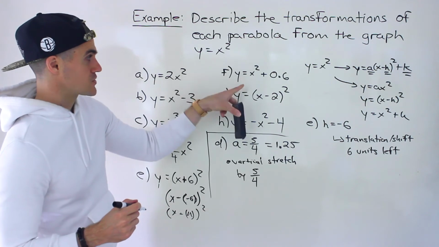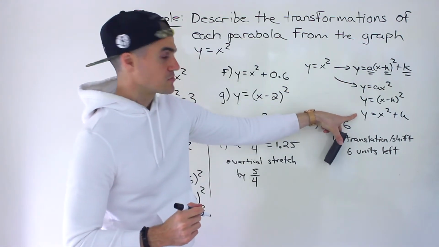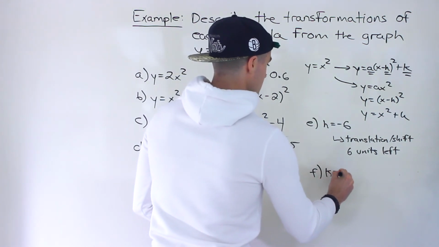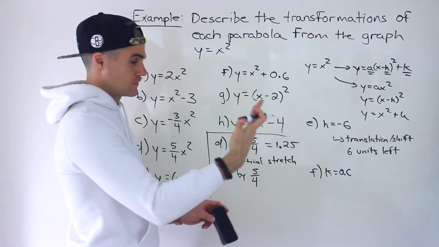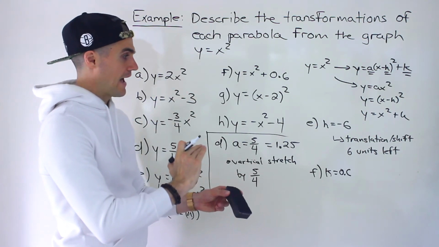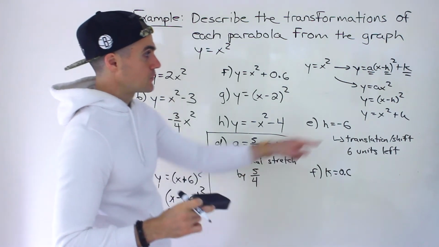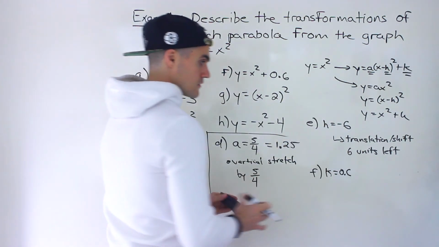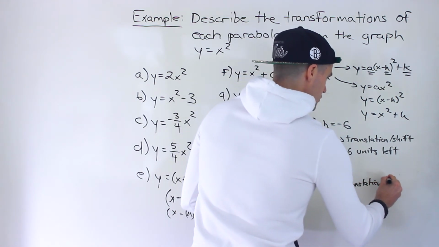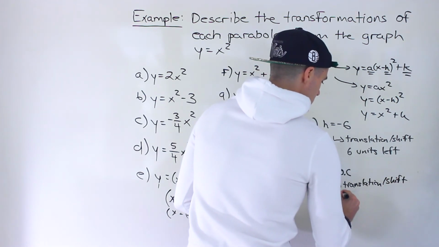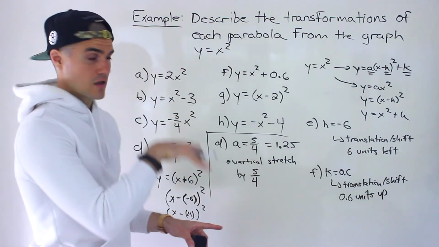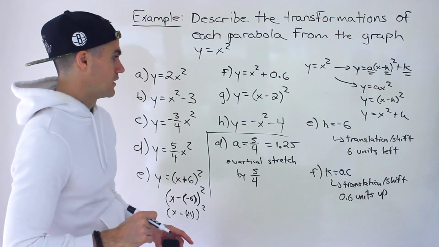Part F, y = x² + 0.6. Out of all of these, this one's pretty simple. It's the third one, right? So we got a k value of 0.6. It's positive, right? So with k values or h values, all we care about is it positive or is it negative. We don't have as many subcases like we do with the a value. So this is just a positive, means that there is a translation or a shift 0.6 units up, because it's positive. If it was negative, it'd be 0.6 units down. All right, so that's F.